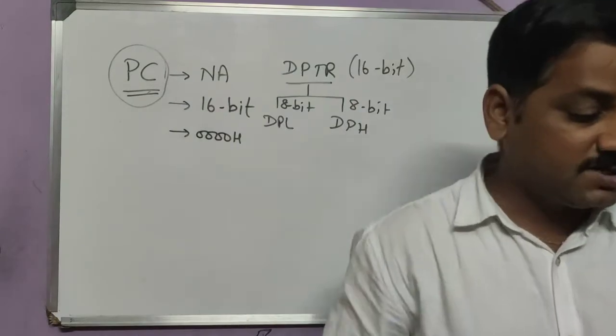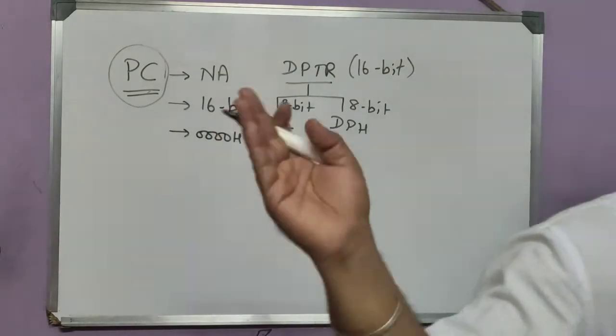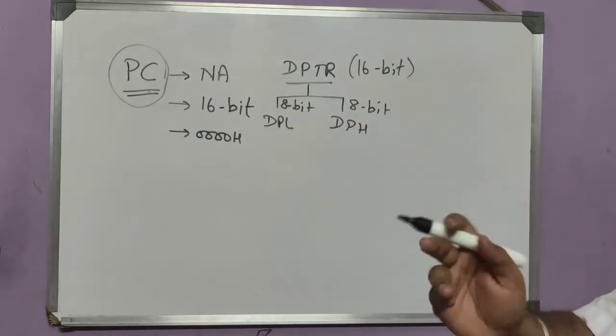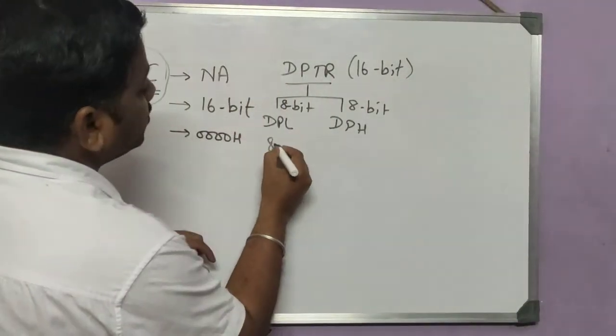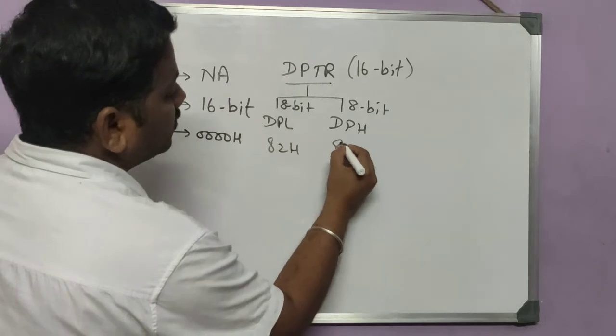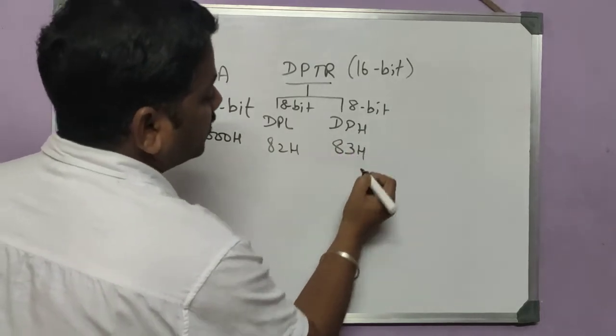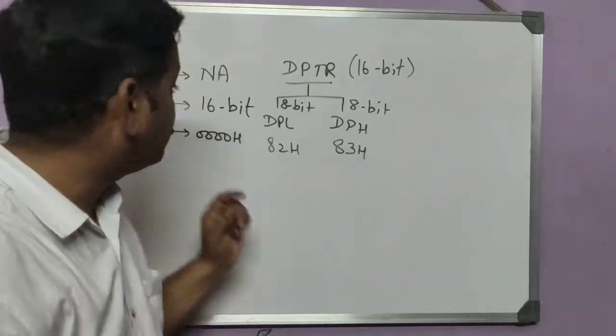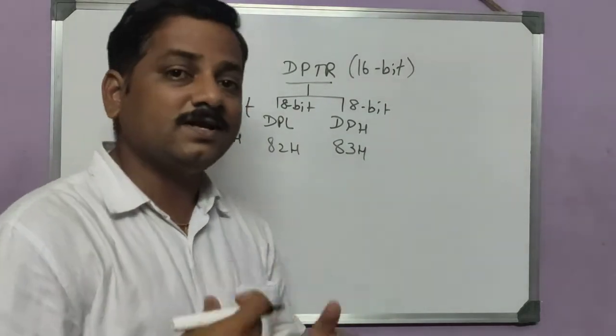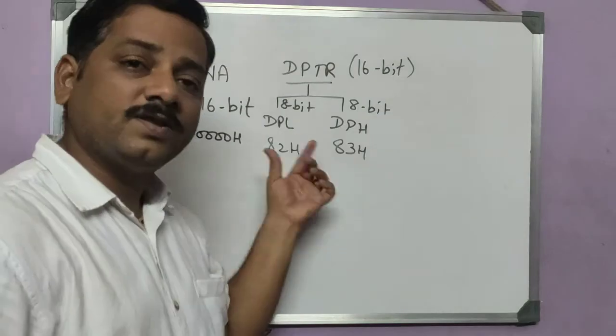So this 16-bit is split into two 8 bits. That's the reason we cannot call it a 16-bit. We are splitting it here. And the address of DPL is 82H, whereas the address of DPH is 83H. See, here we have defined addresses for those data pointers, whereas for the program counter we didn't have that. We can define it in a program, but here it is fixed.